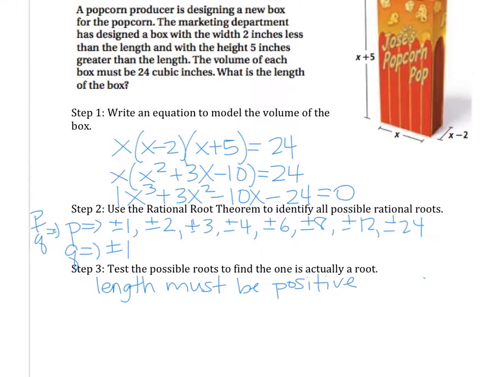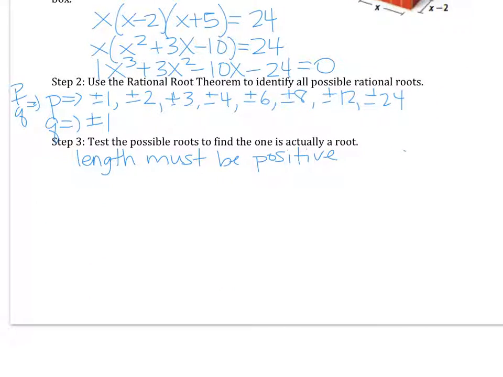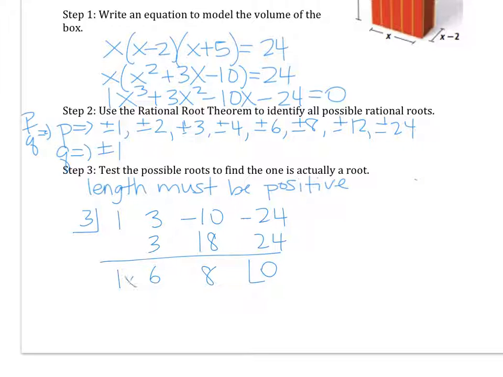And I know I can't start out with 1 because 1 minus 2 is going to give me negative 1. I can't start out with 2 because 2 minus 2 will give me 0. So the first possibility I'm going to test is 3. So I put a 3 and you do synthetic division. So 3 with 1, 3, negative 10, negative 24. And I got lucky right off the bat.